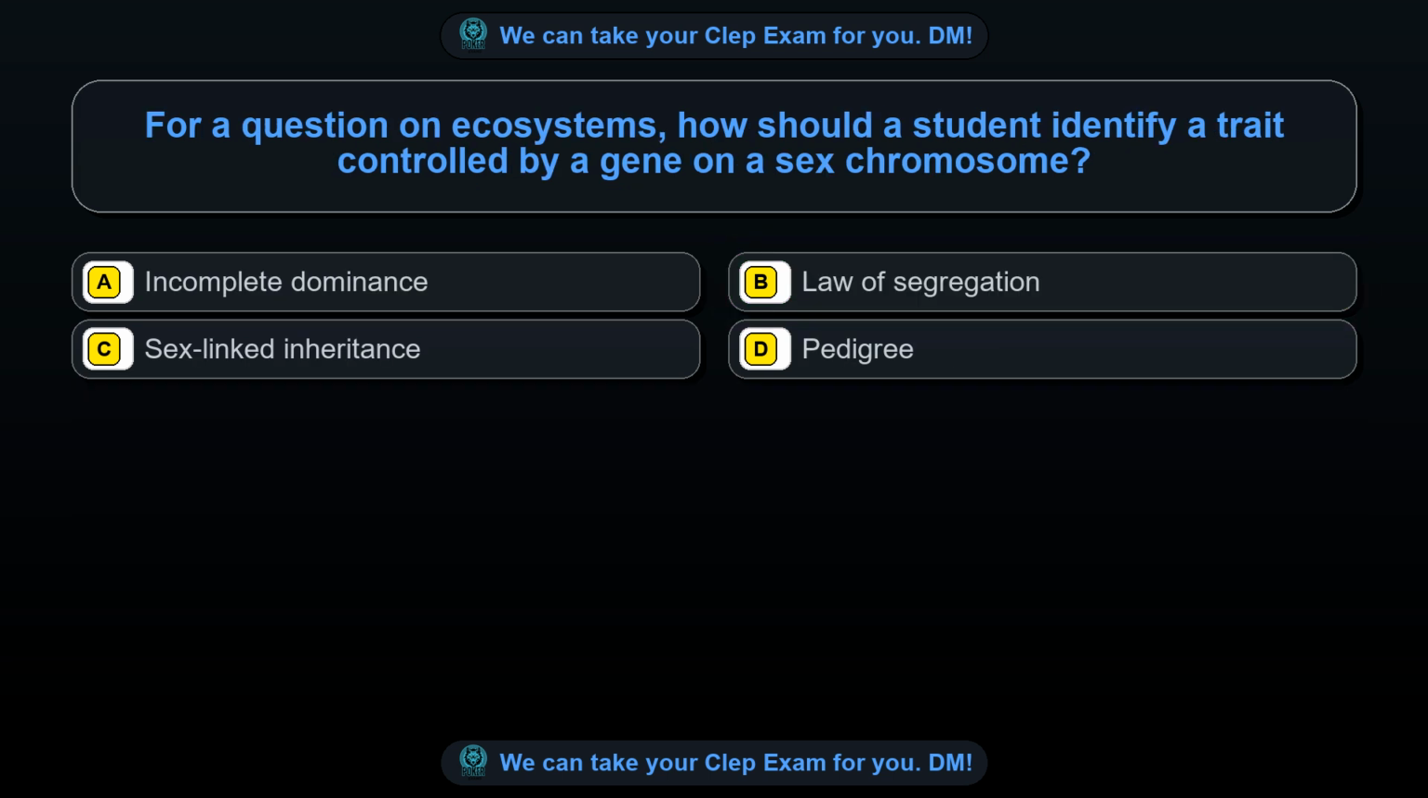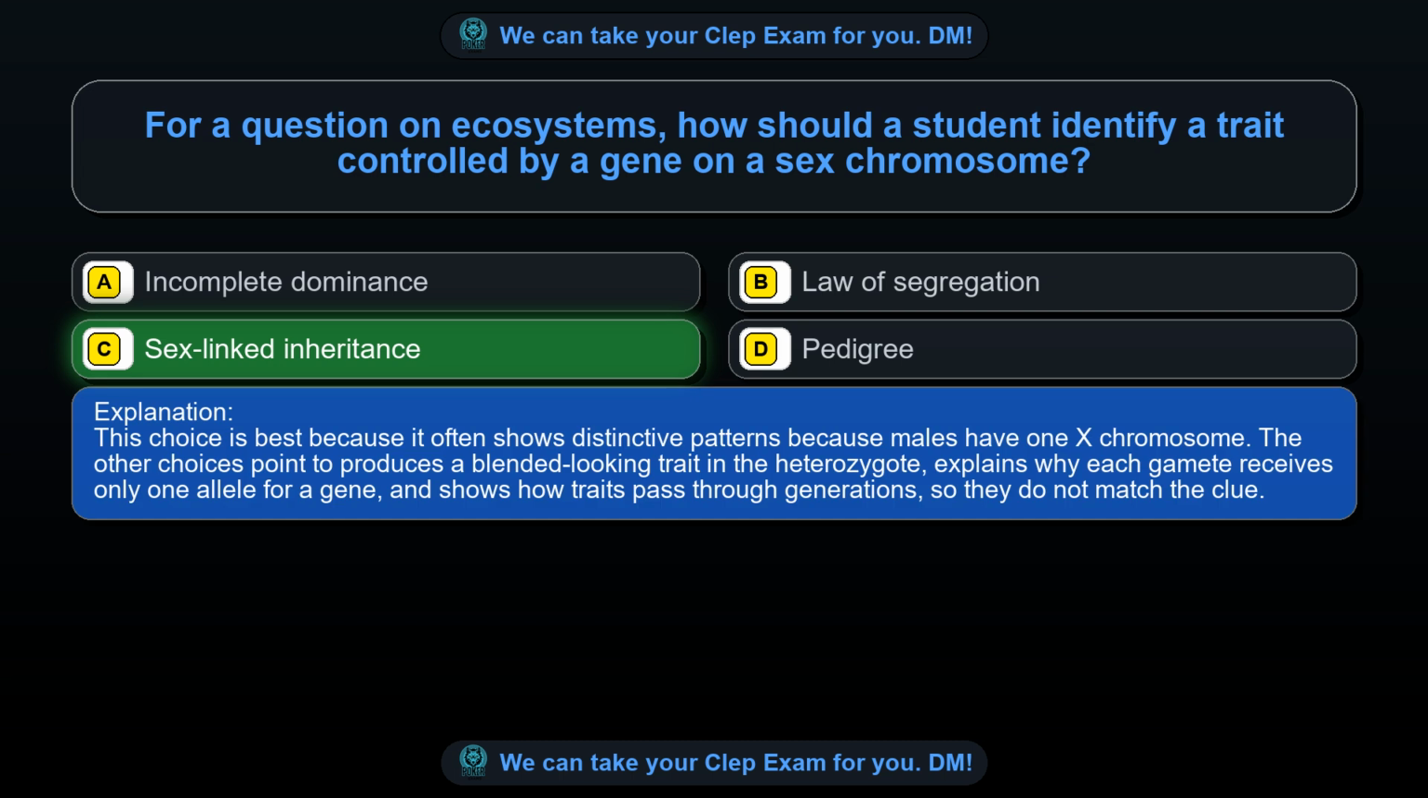Question 11. For a question on ecosystems, how should a student identify a trait controlled by a gene on a sex chromosome? Option A, incomplete dominance. Option B, law of segregation. Option C, sex-linked inheritance. Option D, pedigree. The correct answer is option C, sex-linked inheritance.